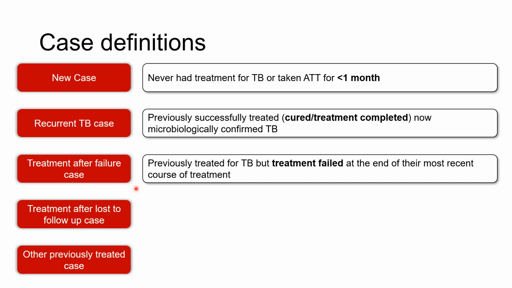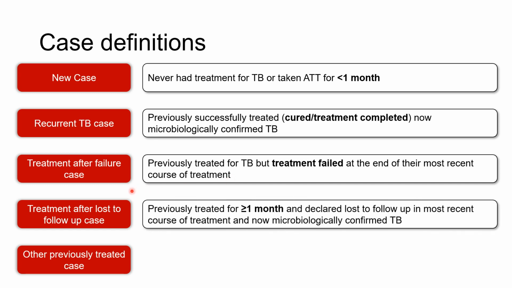Next is what is treatment after loss to follow-up. Treatment after loss to follow-up means previously the person has taken treatment for more than 1 month. That means not satisfying the new case criteria; it is not a new case. Previously treated for more than 1 month, declared loss to follow-up. The patient has stopped treatment due to some reason, and in the most recent course, has now come again with a diagnosis of microbiologically confirmed TB. So the patient has taken ATT for more than 1 month, stopped due to some reason, and now again has come with a diagnosis of TB. That is called treatment after loss to follow-up.